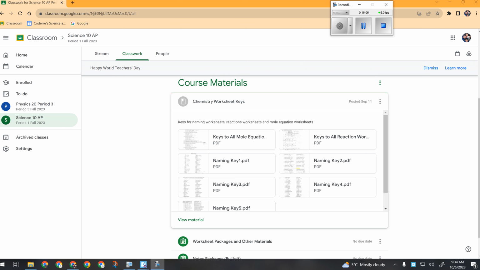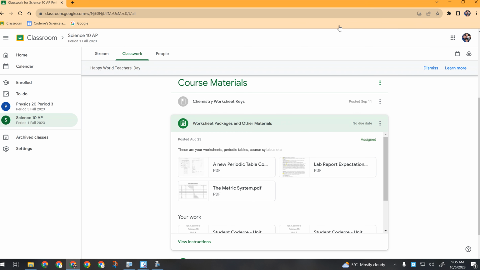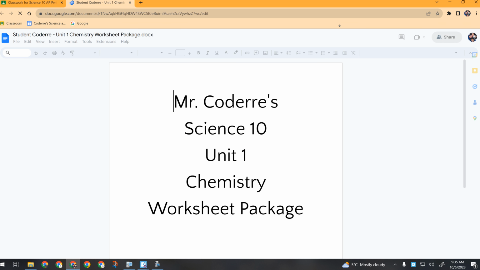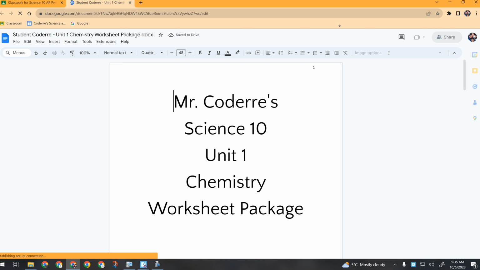Okay guys, just a quick reminder that in the classwork tab of Google Classroom, the keys for all of the worksheets from this unit are present under chemistry worksheet keys, including all the mole equation worksheets. So if you're wanting to check answers as you work through those, there's a key in there for that as well. For right now, I would like you guys to be working on a couple of questions from the mole one.